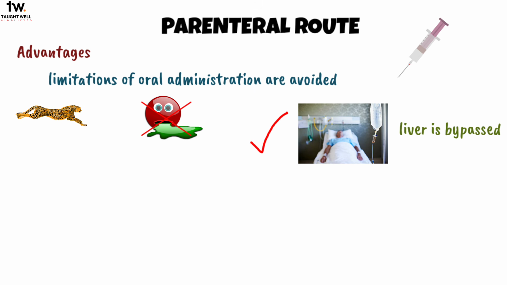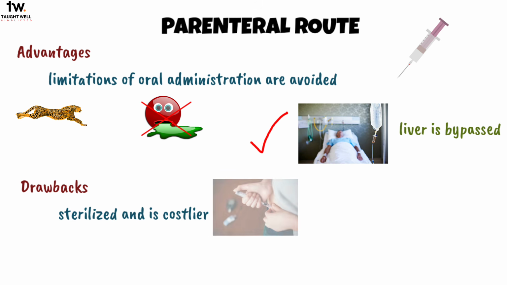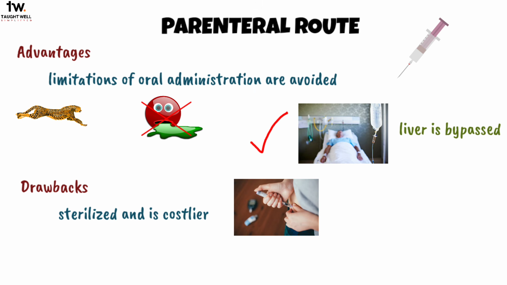All these advantages, but what about the drawbacks of this mode? Disadvantages of parenteral routes are: the preparation has to be sterilized and is costlier. The technique is invasive and painful. Assistance of another person is generally required, although self-injection is possible, for example, insulin by diabetics. There are chances of local tissue injury, and in general, if the person administering the injection is not trained properly, it is riskier than the oral route.